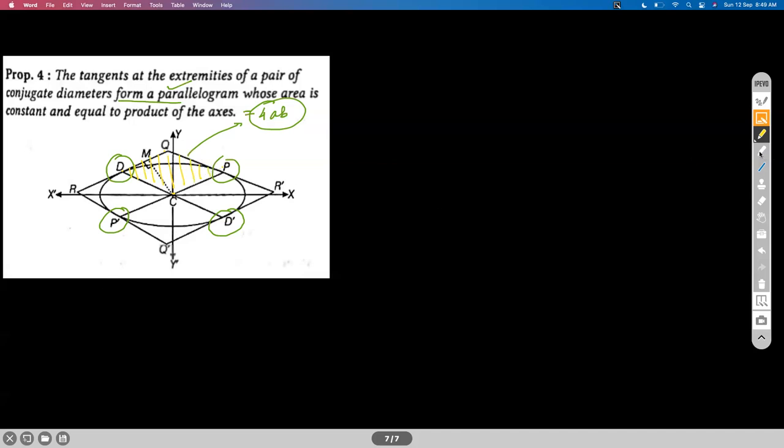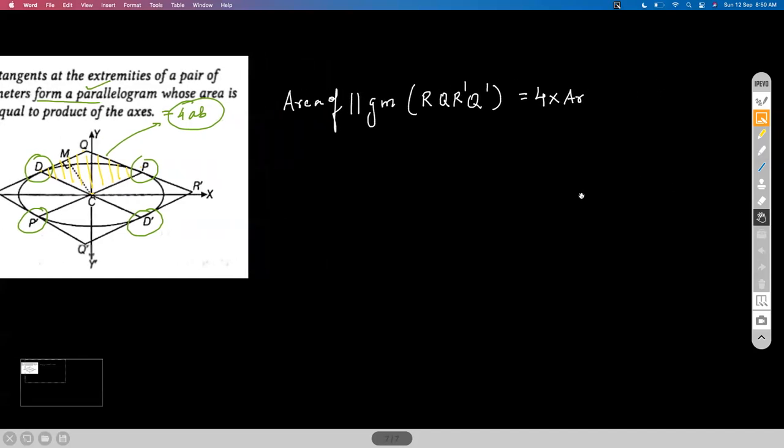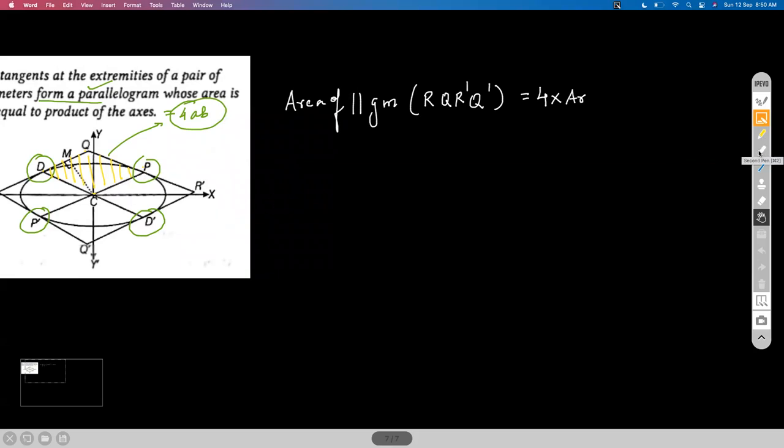Do you realize that the area of the complete parallelogram, let me name it RQ, R dash, Q dash, will be 4 times the area of the smaller parallelogram, that is what I have shaded, CDQP. Do you all agree with that? As you can see, there are 4 chambers that they have made just to show you that.